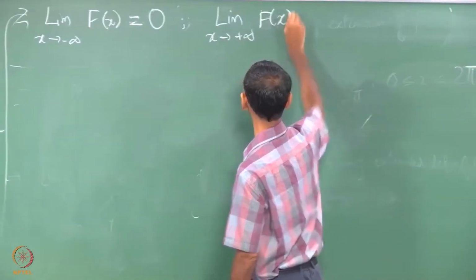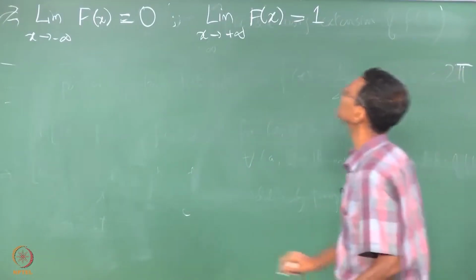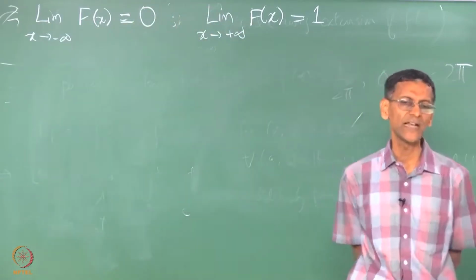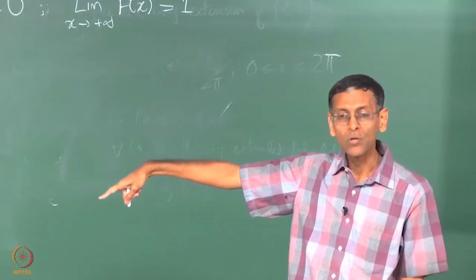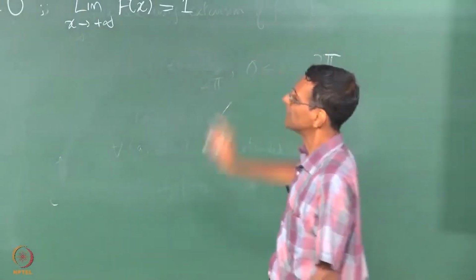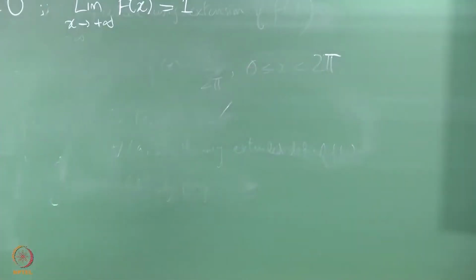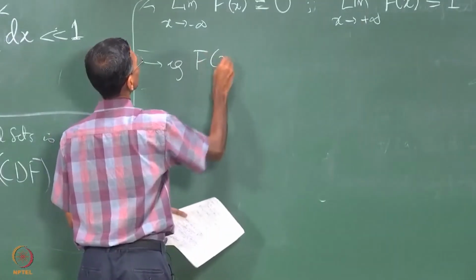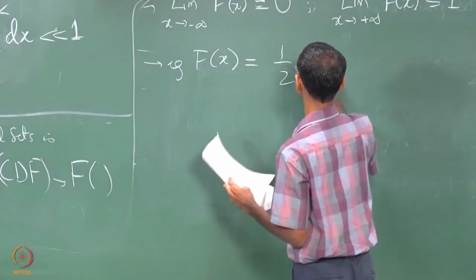And as x goes to plus infinity, you want this to be 1. In other words, F starts out at 0 at minus infinity and ends up at 1 at plus infinity, and in between, what does it do? It does not decrease. So it monotonically increases, if you want, but it can stay flat also. So an example of such an F: if I want to define something for the entire real line, I can define something like this.